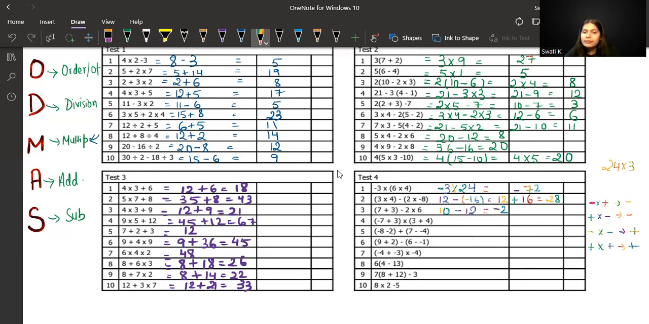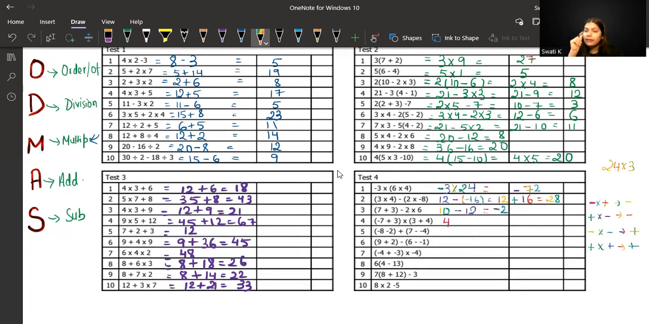Next is minus 7 plus 3. Again, this is an integer. So I can just tell you here in short that if we have the same operation, we have to add. If we have a different operation, we have to subtract. So here we have different operations, minus and plus. So you have to subtract. So 7 minus 3 is 4. Now, what is the sign?